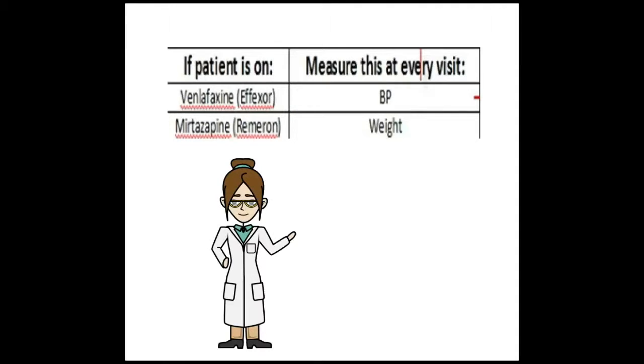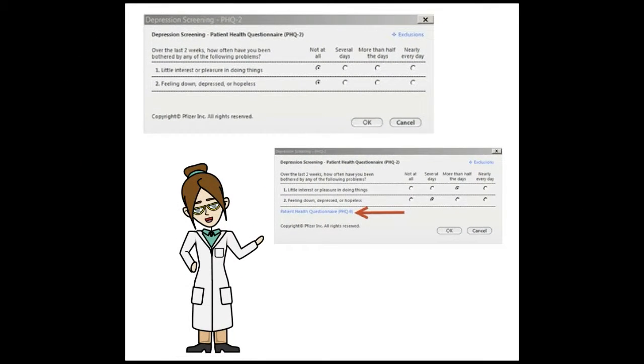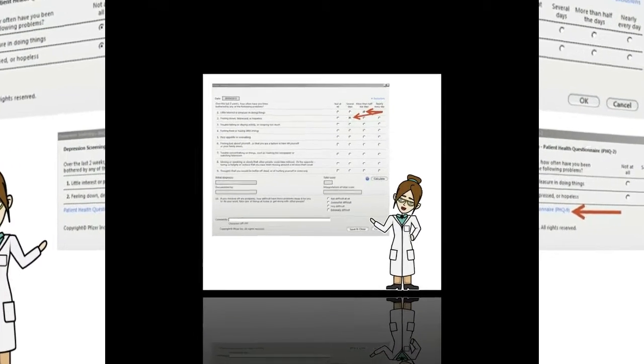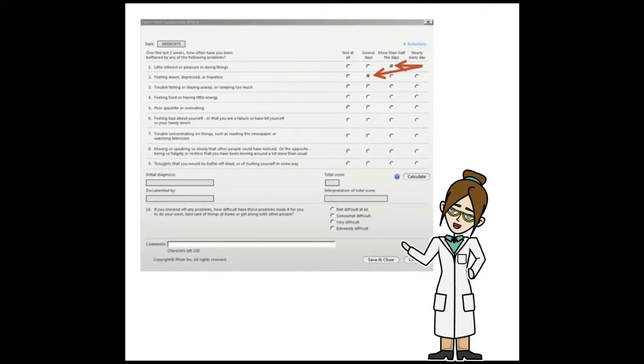This is a screenshot of how the alert will appear. When administering the PHQ-9, question number 9 is extremely important because it assesses the patient's safety risk. If the patient's answer choice is anything other than not at all, Care Century will automatically send a pop-up reminder for the provider to conduct an urgent patient risk assessment.